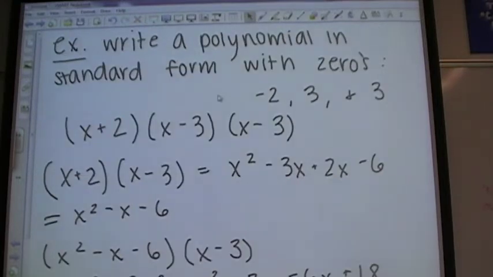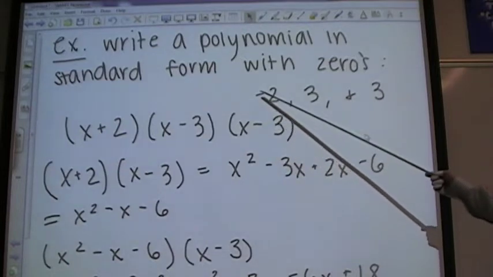All right? Next example. Write a polynomial. So this is the same thing we just did. Do we need our calculator? No. Except in this one you are given the zeros, so you have to write out all the factors, but it says to write it in standard form, not factored form.